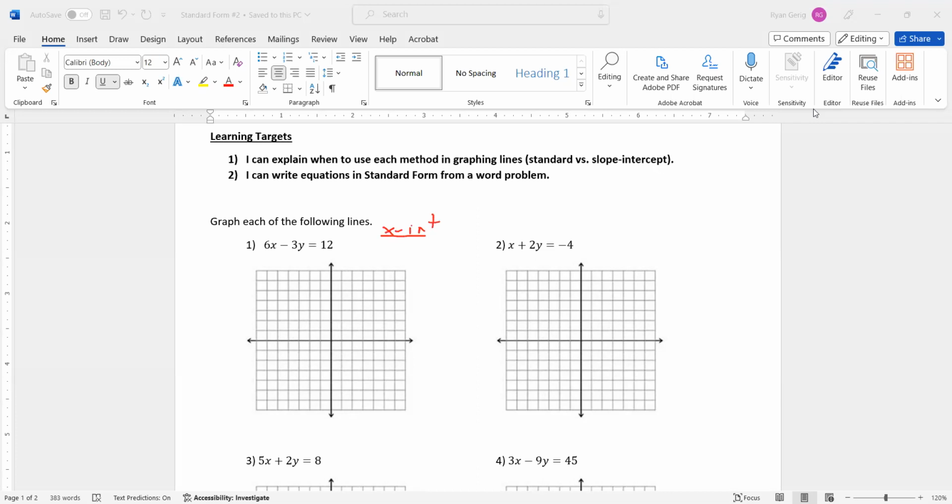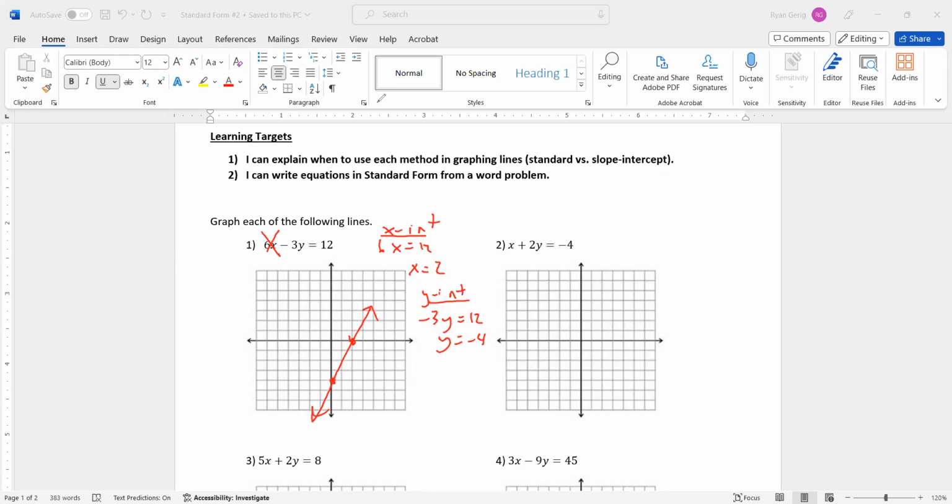X-intercept, that's when y equals 0. So the y is gone. 6x equals 12, x equals 2. We'll go ahead and plot that point. Y-intercept then would be when x is 0. I get negative 3y equals 12. Divided by negative 3, I get y equals negative 4. Okay. And we draw the line between them, and there's our line.